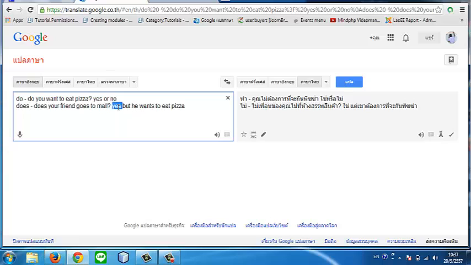When we say yes, positive, this one will be the other side. No, he didn't go to the mall, but he wants to eat pizza. We cannot use but because it is the same. Yes, he goes to the mall, but he wants to eat pizza. We can use because.